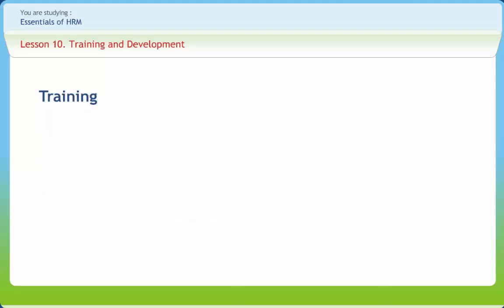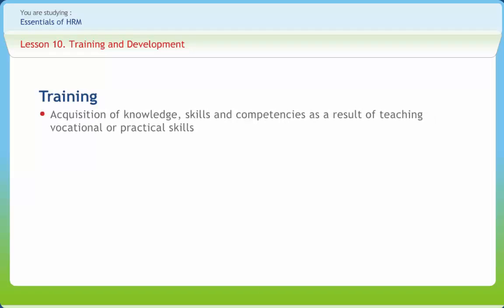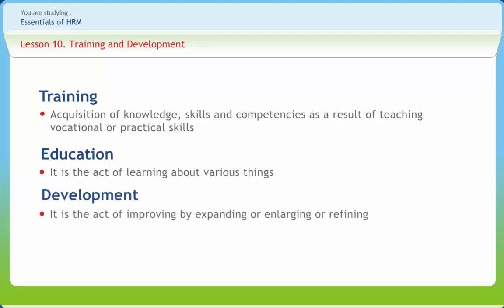At first, it is very important to differentiate between training, development, and education. All these are interlinked but different. Training is acquiring skill and knowledge through technical, vocational, or practical skills, and it focuses upon the current job that an employee is holding. Education is the activity through which an individual learns various things, and it focuses upon the job the individual may hold in the future. And development is the act of improving the individuals, and it focuses upon the activities that the organization will partake in future.